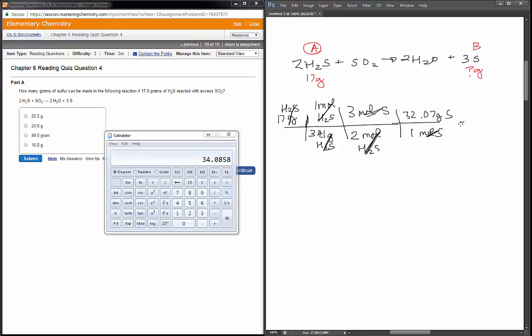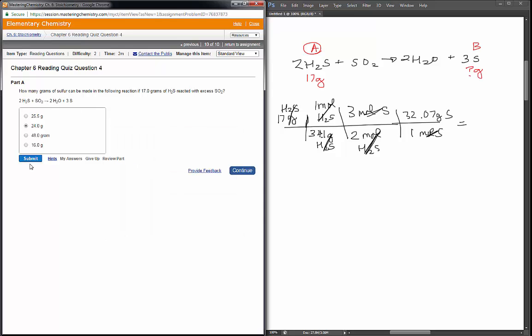Moles of sulfur cancel. And then I plug this in and see that 17 grams of H2S divided by 34.1 grams of H2S in a mole of H2S, multiplied by 3 moles of S in every 2 moles of H2S, multiply that by 32.07 grams of S in a mole of S, and I get 23.98 grams of S, which rounds to 24, right there.